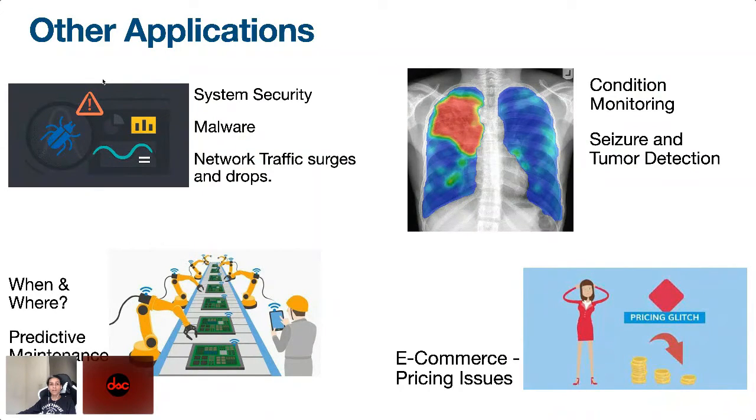The next is manufacturing industries. It is used for predictive maintenance by planning the downtime, by identifying when and where the anomalies have occurred. The most upcoming and the most beneficial to humankind, as I would say, is the healthcare sector, where you can identify tumors and, as you can see in this image, identify anomalies in a chest X-ray. In the e-commerce sector, it is used to identify the pricing issues.